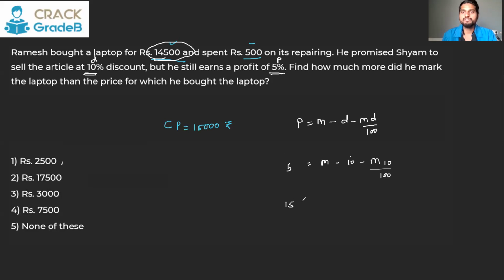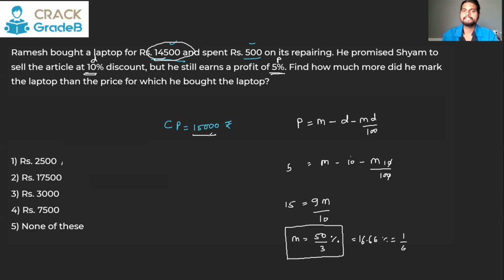This 10 goes to that side, becomes 15. 15 will be equal to 9M upon 10. That gets us M equal to 150 upon 9, or 50 upon 3%. That means the markup to be done is 50 by 3%. If you want to calculate the fraction here, that will be 16.66%. So 16.66% is 1 by 6.